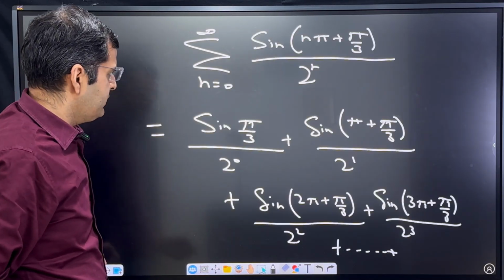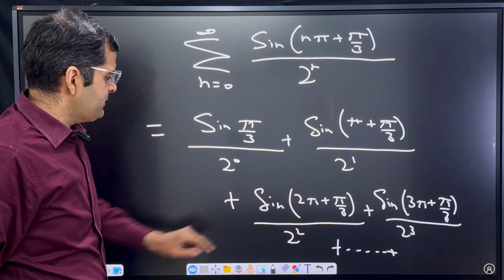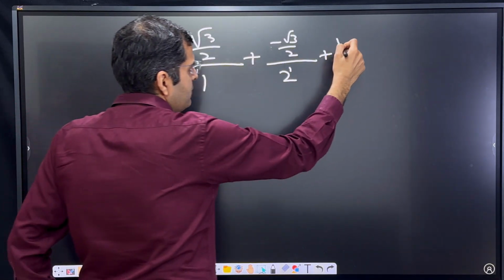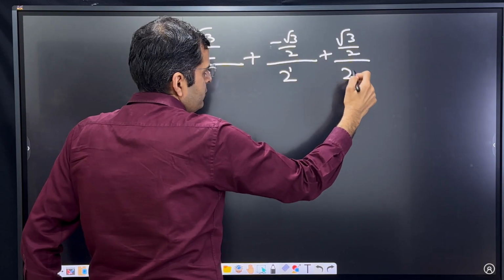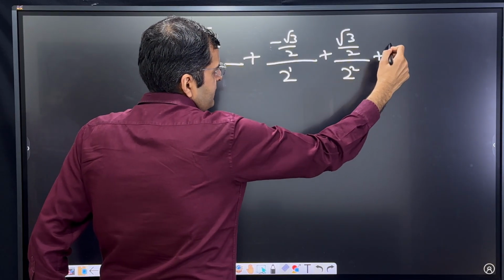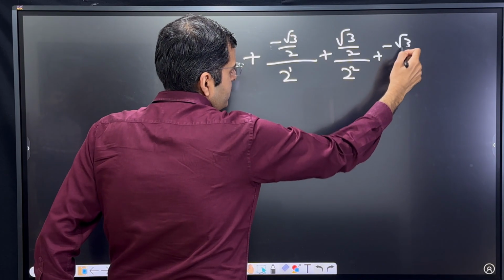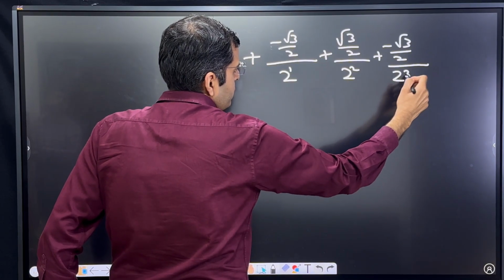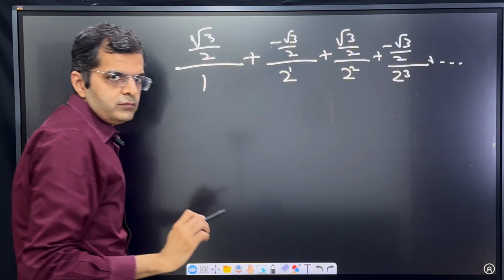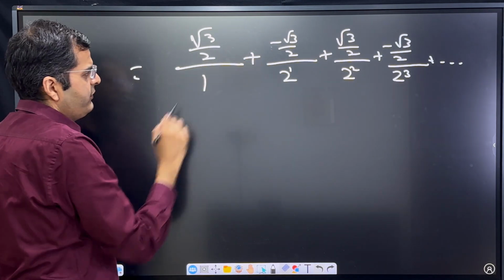the next will be 2 pi plus pi by 3. It is positive root 3 by 2 square, plus again it will be minus root 3 by 2 cube, and so on till infinity. This is what we have to find now.